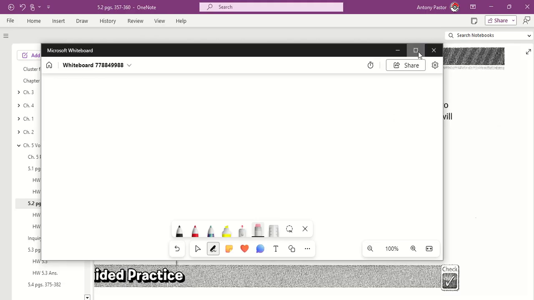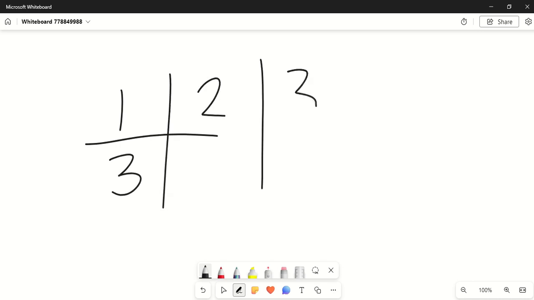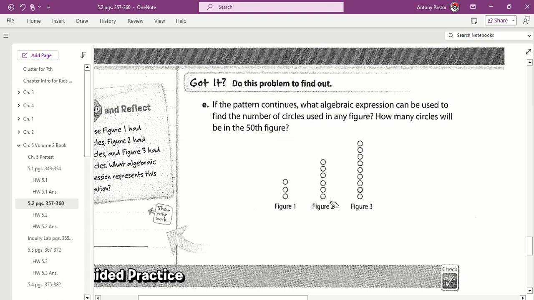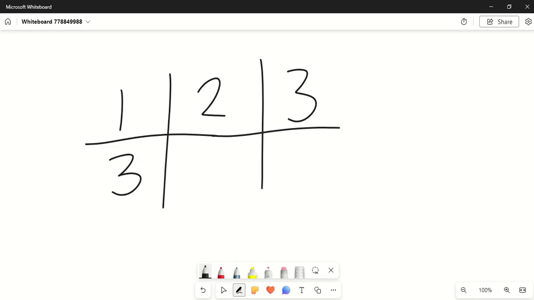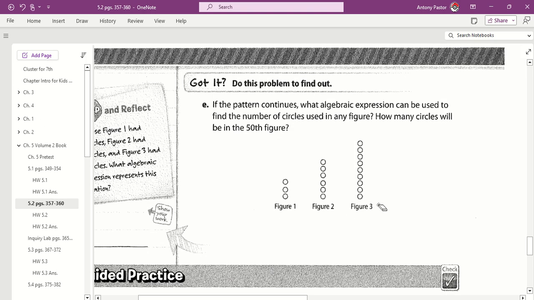And we've kind of frozen, but here we go. So position 1 had 3. Position 2 and position 3. So we're writing out our table. Figure 2, 1, 2, 3, 4, 5, 6, has 6. And figure 3 should have 9, but we're going to count: 1, 2, 3, 4, 5, 6, 7, 8, 9.